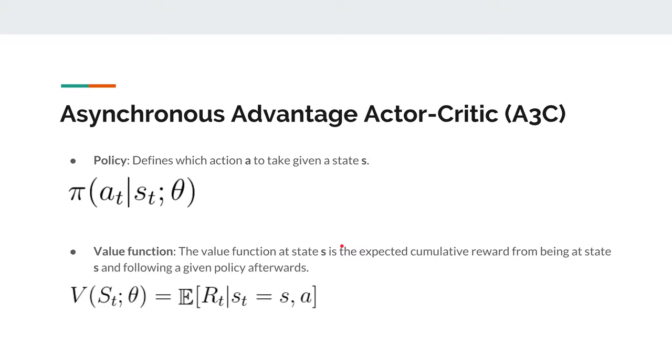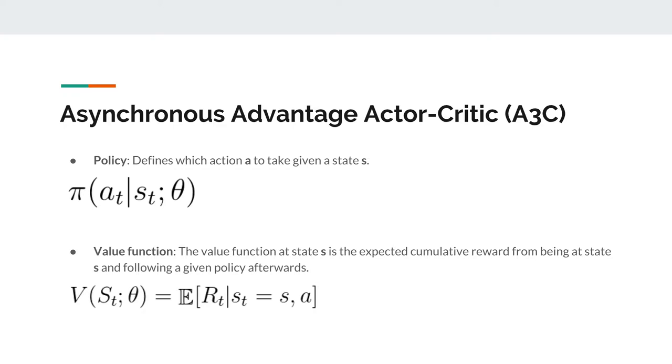The asynchronous advantage actor-critic, or A3C algorithm, tries to estimate two values, a policy and a value function. A policy is a probability distribution of taking an action A, given that we are in state S. And a value function at a state S is the expected cumulative reward from being at state S and following a given policy afterwards.